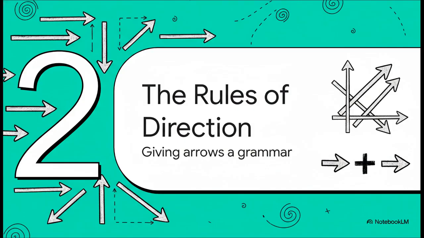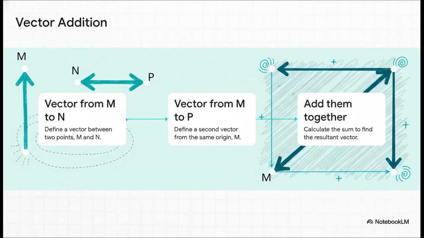So here's the really important part. These arrows, these vectors, they're not just some fuzzy concept. They have rules. They've got their own algebra, like a grammar, that lets us actually work with them, combine them, and solve real problems. And we can actually visualize how this whole thing works.